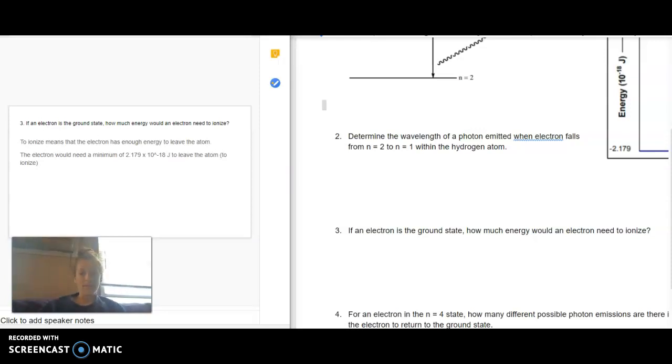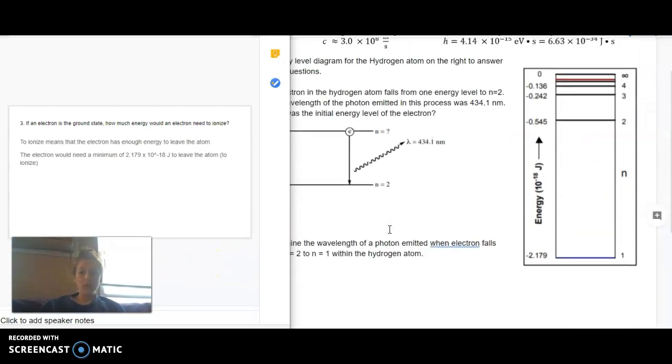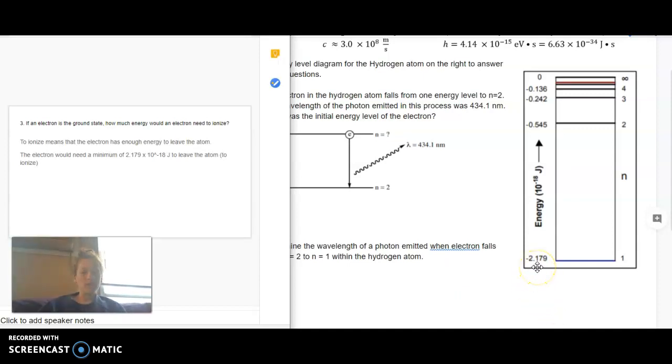All right, number 3. If an electron is in the ground state, how much energy would an electron need to ionize? So to ionize means that it gains enough energy that it can completely leave the atom. So if the electron is in the ground state, it would need a minimum of 2.179 times 10 to the negative 18th joules of energy to ionize, to leave the atom completely. And I found that simply by looking at the diagram.